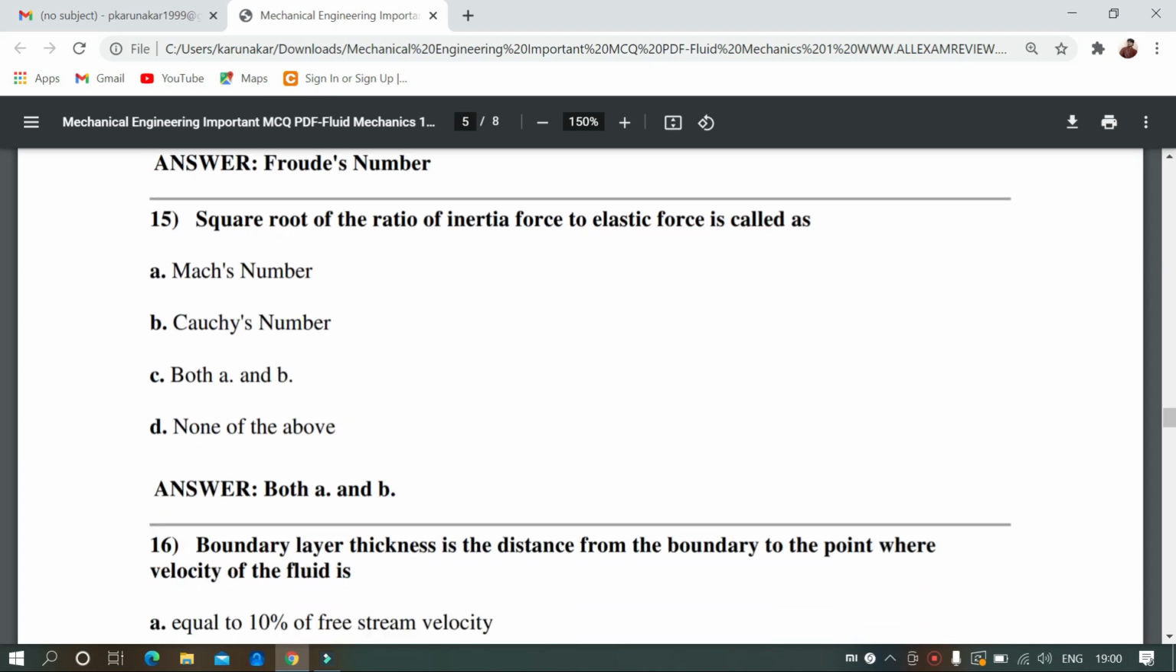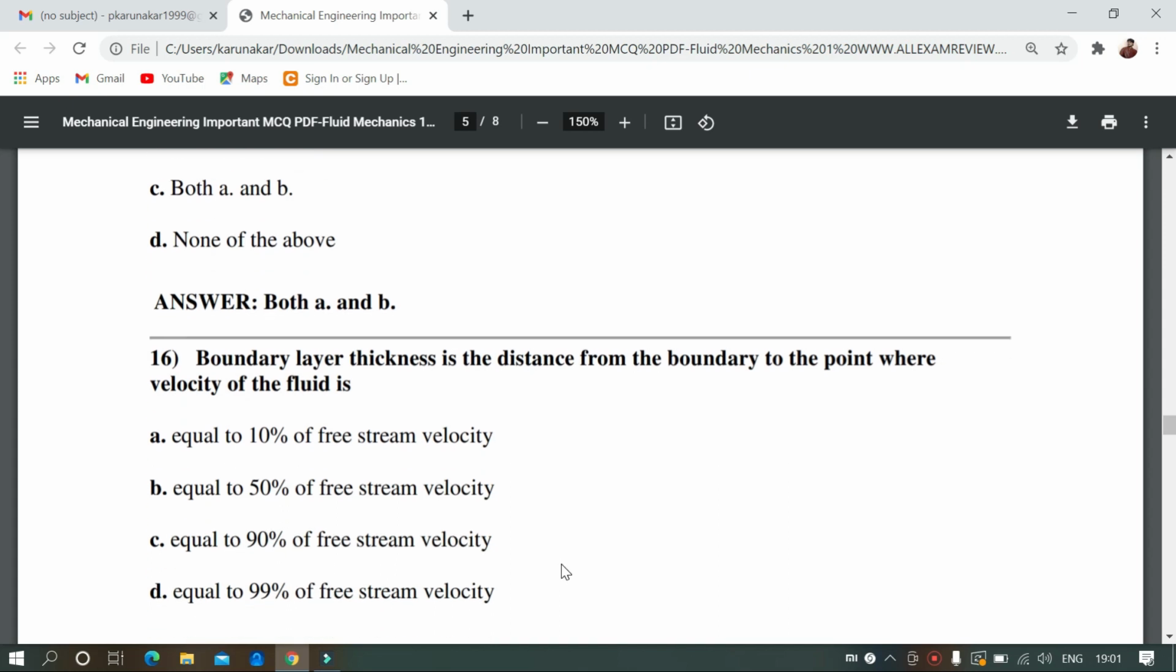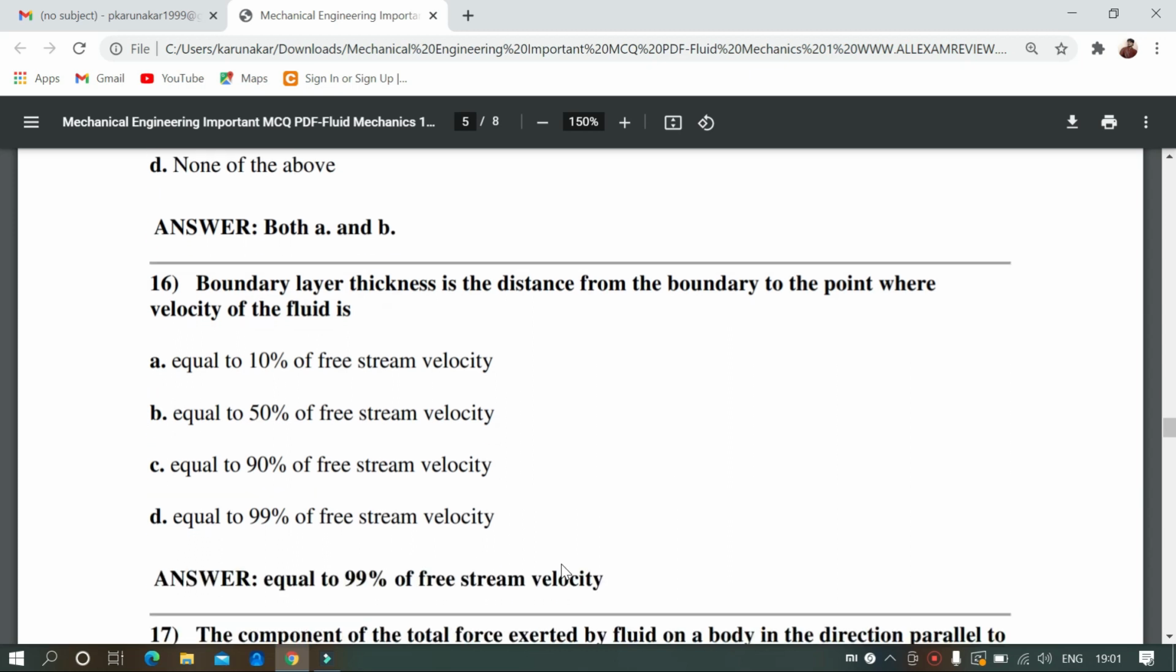Okay. And moving to the 16th question, boundary layer thickness is the distance from the boundary to the point where velocity of the fluid is. Option A, equal to 10% of the stream velocity, option B, equal to 50% of the stream velocity, option C, equal to 90% of the stream velocity, and option D, equal to 99% of the stream velocity. So guys, if you know the answer, please comment below. The correct answer is equal to 99% of the stream velocity.